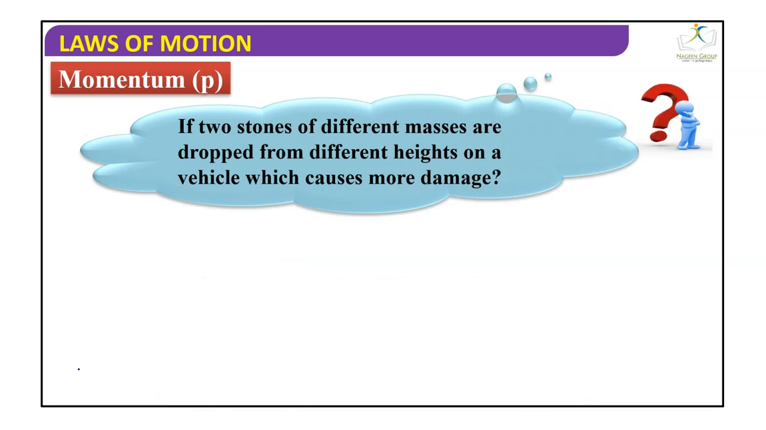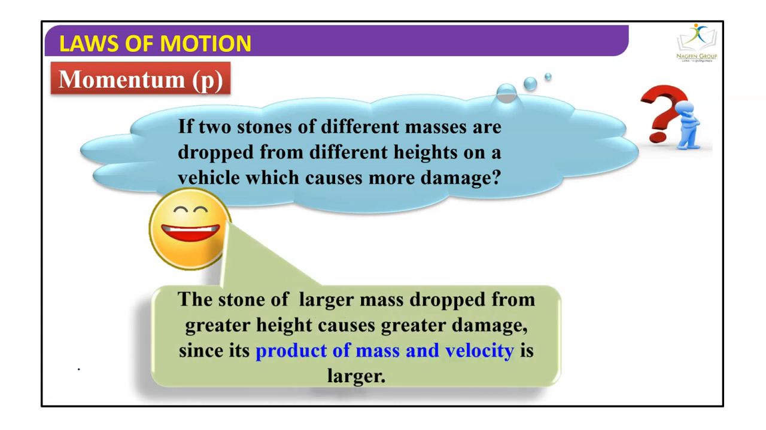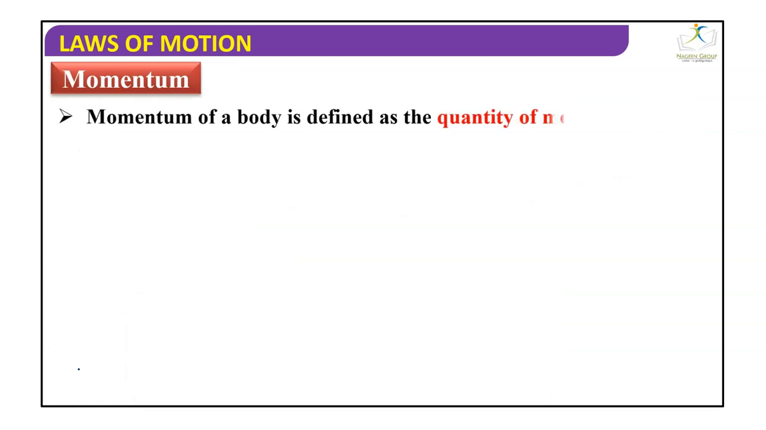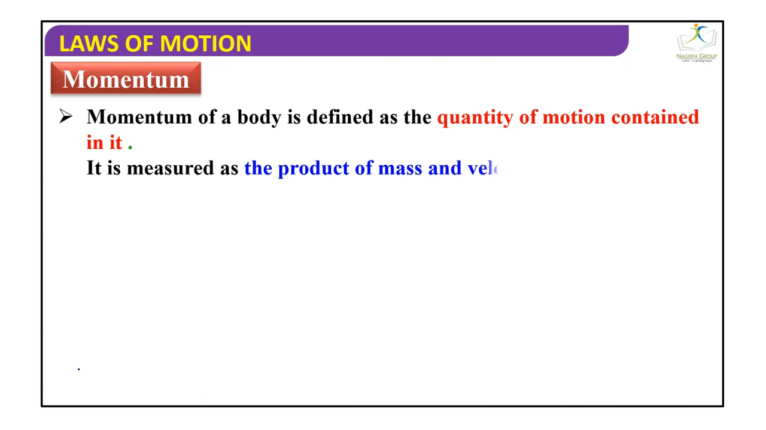Now, if two stones have different masses and are dropped from different heights, which causes more damage, students? The stone with the larger mass dropped from the greater height causes greater damage, since its product of mass and velocity is larger. Finally, what we can say: the momentum of a body is defined as the quantity of motion contained in it. That means it is measured as the product of mass and velocity.